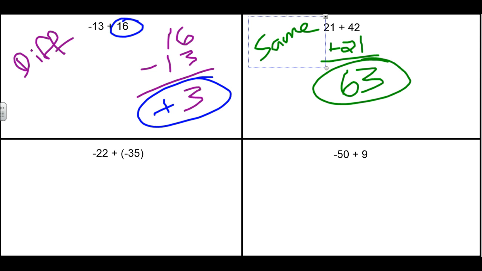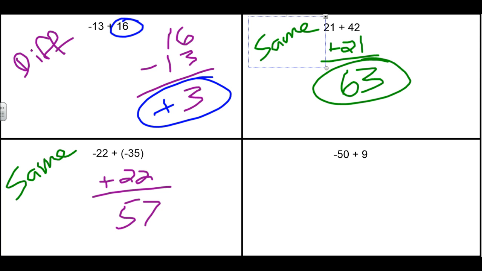For negative 22 plus negative 35, again, we have the same sign, even though they're both negative. So the overall distance away from 0 will be the sum of those 2 distances, or absolute values. That adds up to 57. Of course, both negative 22 and negative 35 are negative, so the sum is negative, negative 57.